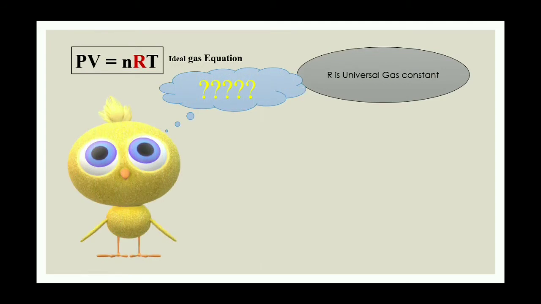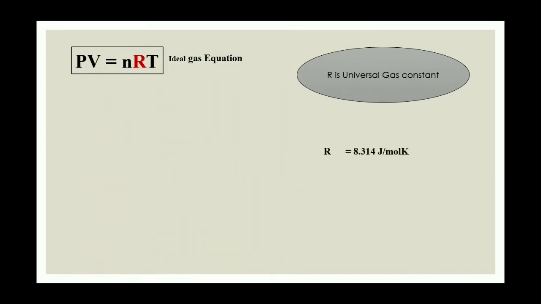What is the value of R? R has a variety of values. So you should learn by heart each and every value of R. Only then can you solve the numericals very easily. R is equal to 8.314 joule per mole Kelvin. R is equal to 0.0821 liter atm per mole Kelvin. R is equal to 1.98 calorie per mole Kelvin, or approximately we can calculate using 2 calorie per mole Kelvin.